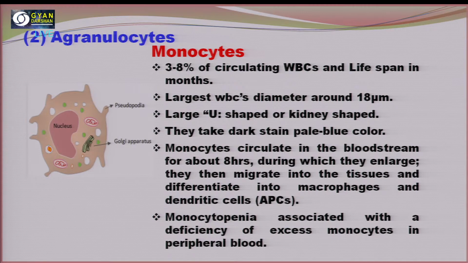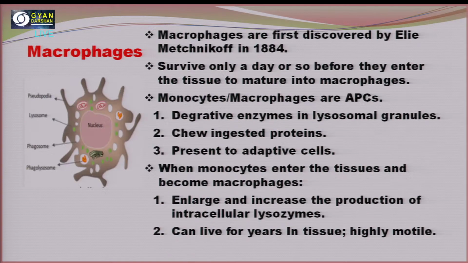If this does not take place, the self and non-self mechanism will not be there. Another very important disease I want to discuss is monocytopenia, associated with a deficiency of monocytes in the peripheral blood. If excess monocytes are there, you can say it is a condition of cancer. Maybe the spread of cancer will take place after the excess monocytes.